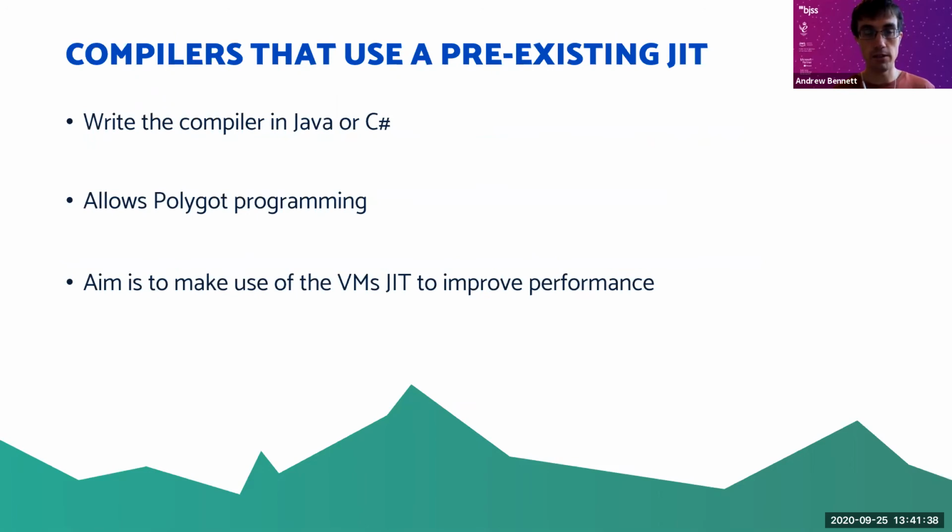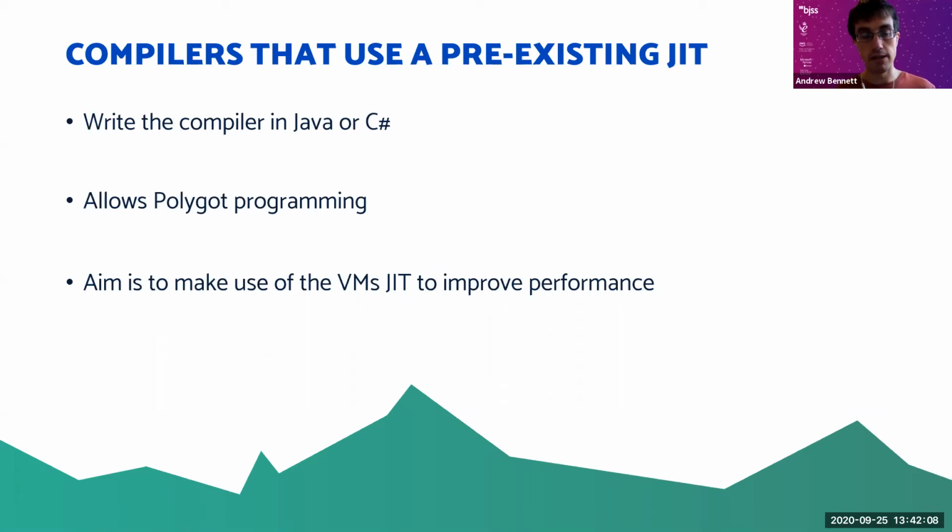So the other processes that have been going on are actually to write your compiler or toolchain in something like Java or C#. Okay. And why would you do that? Well, first thing is that it allows you to do what's called polyglot programming. You can basically call up Java code from Ruby, or you can call up, say, C# code from Python, for example, and vice versa, which is great. The real aim is to be able to use the virtual machine's JIT to improve performance.